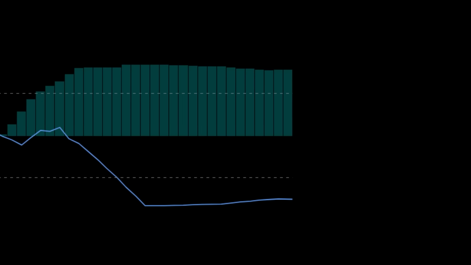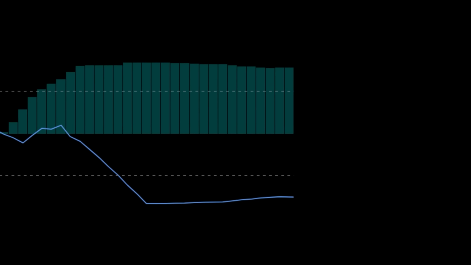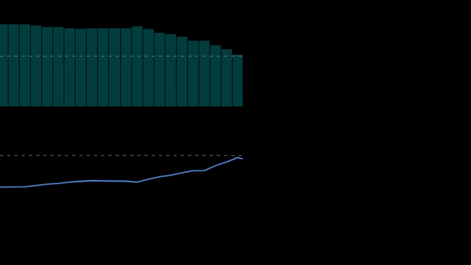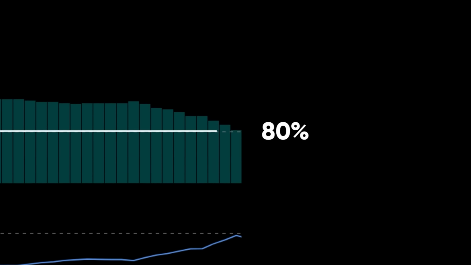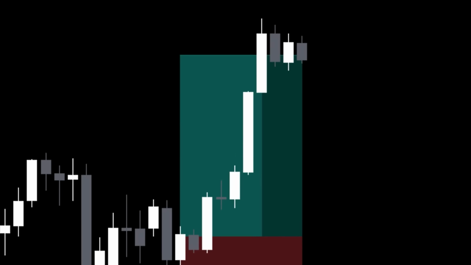To apply this setup in an uptrend, simply flip the logic. You want a strong bullish bias indicated by teal columns, and during a pullback, the proximity line should stay below 20% while the columns remain above the 80% level. That's your window for identifying continuation entries with the trend.